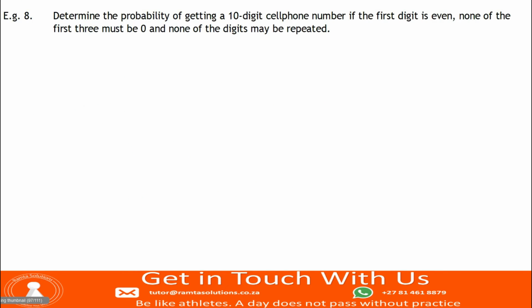Moving on. Now they say determine the probability of getting a cell phone number if the first digit is even. I think I like this one. If the first digit is even. And what do we say? The first digit is even, and none of the first 3 digits must be 0.